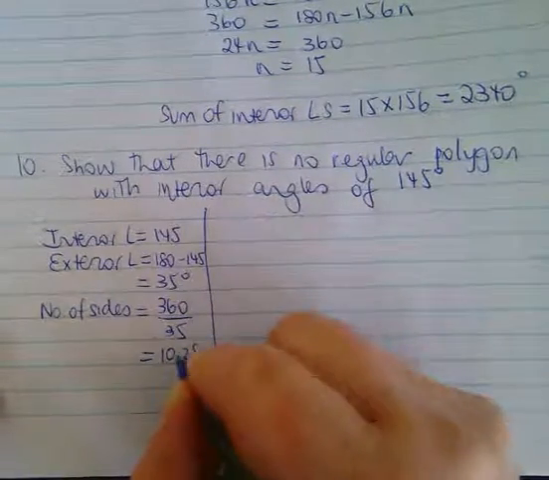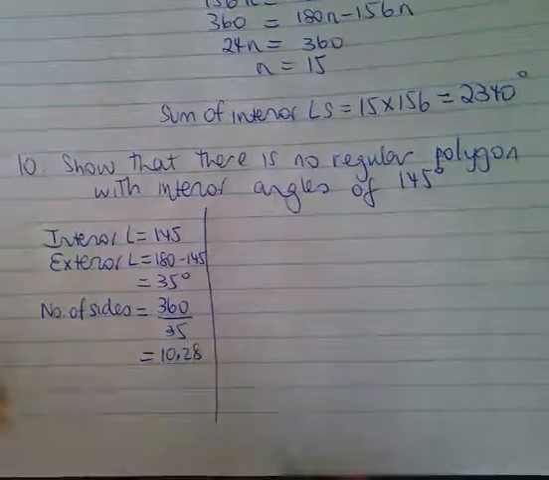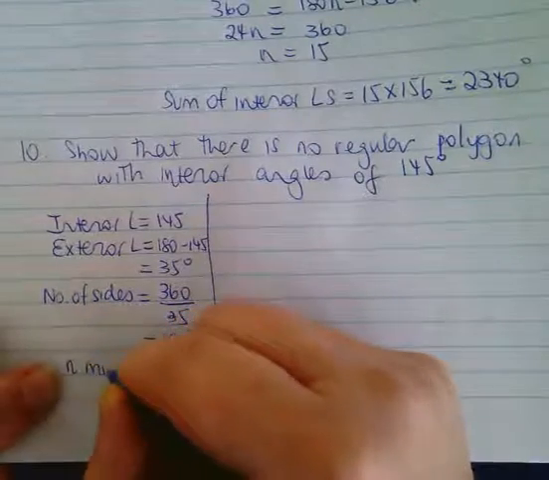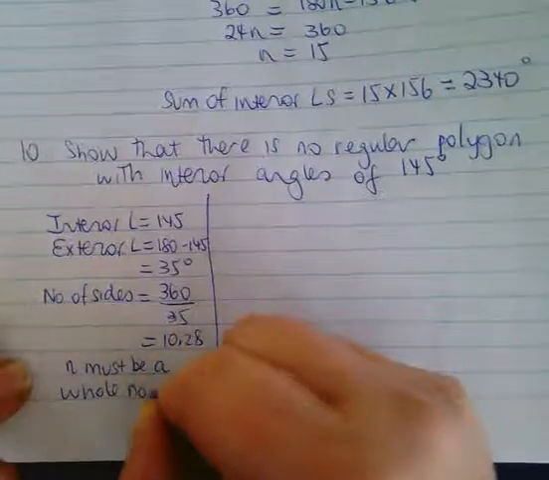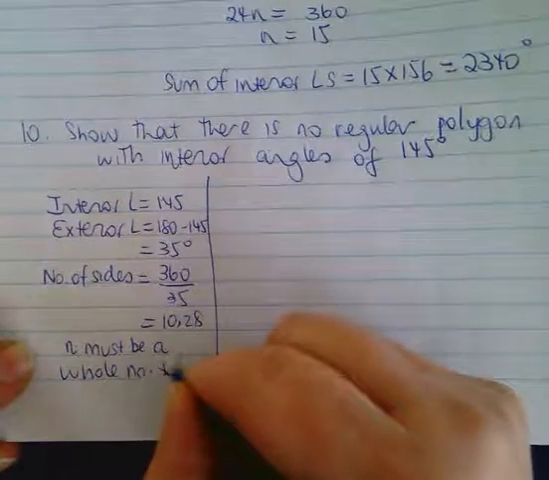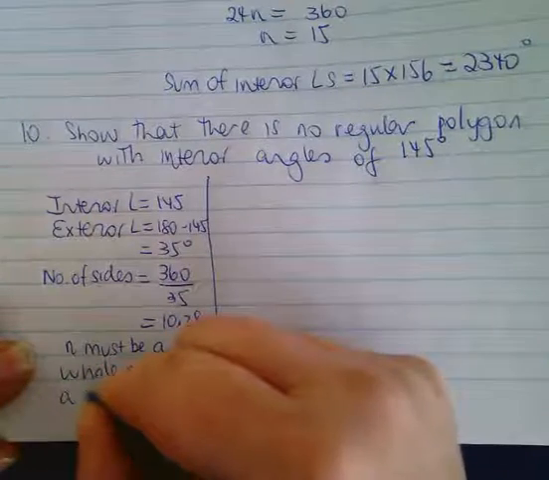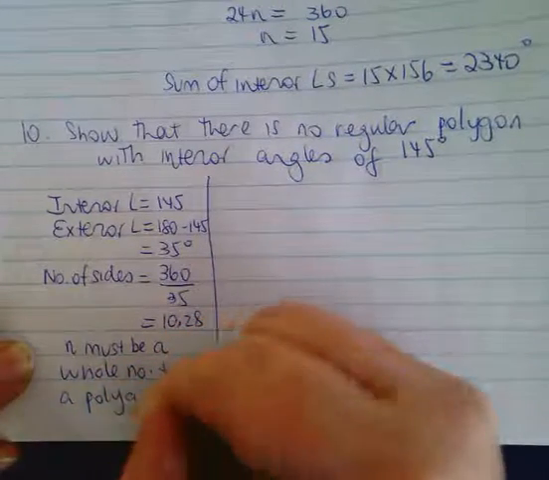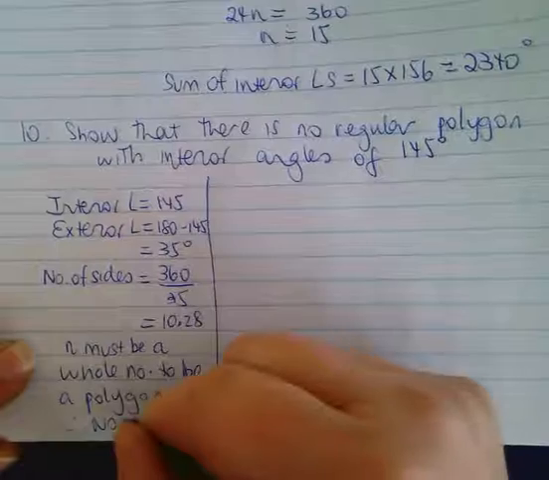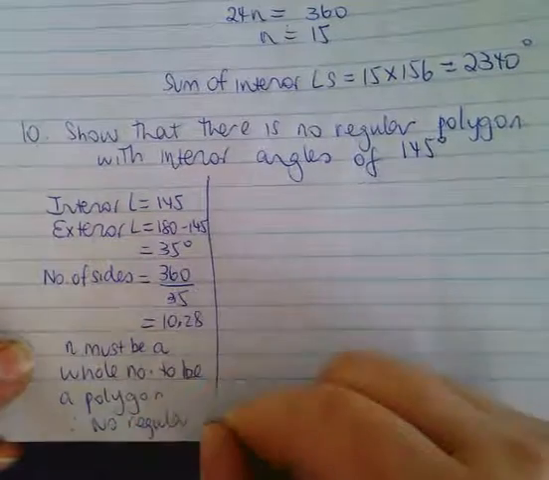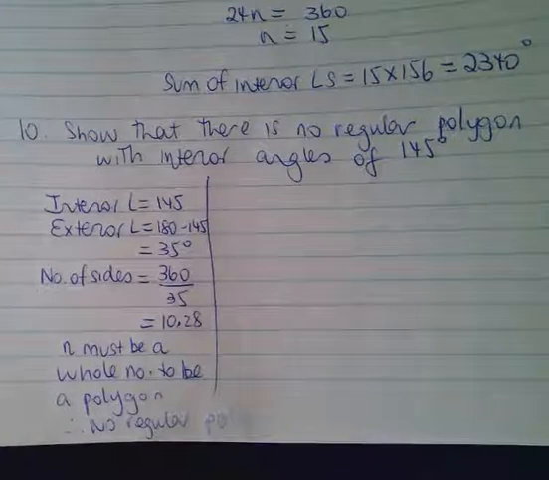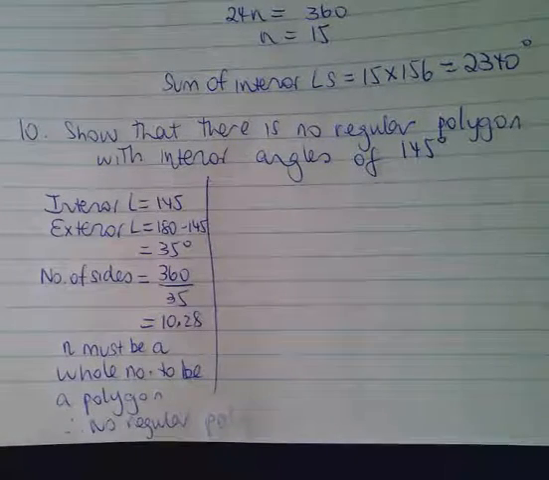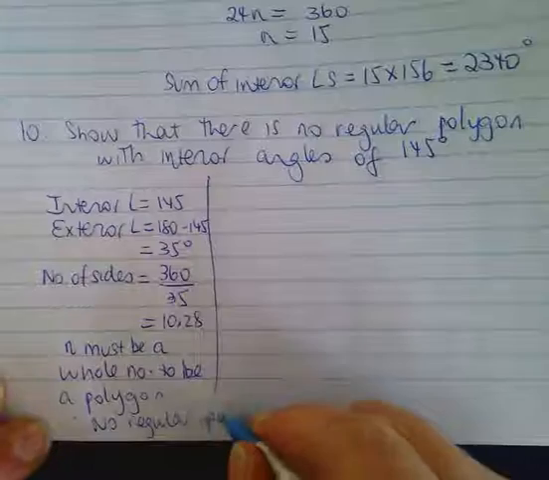10.28. Are you allowed to have 10.28 sides? So n must be a whole number to be a polygon. So therefore, no regular polygon is possible. You can write your conclusion. So therefore, there is no regular polygon.